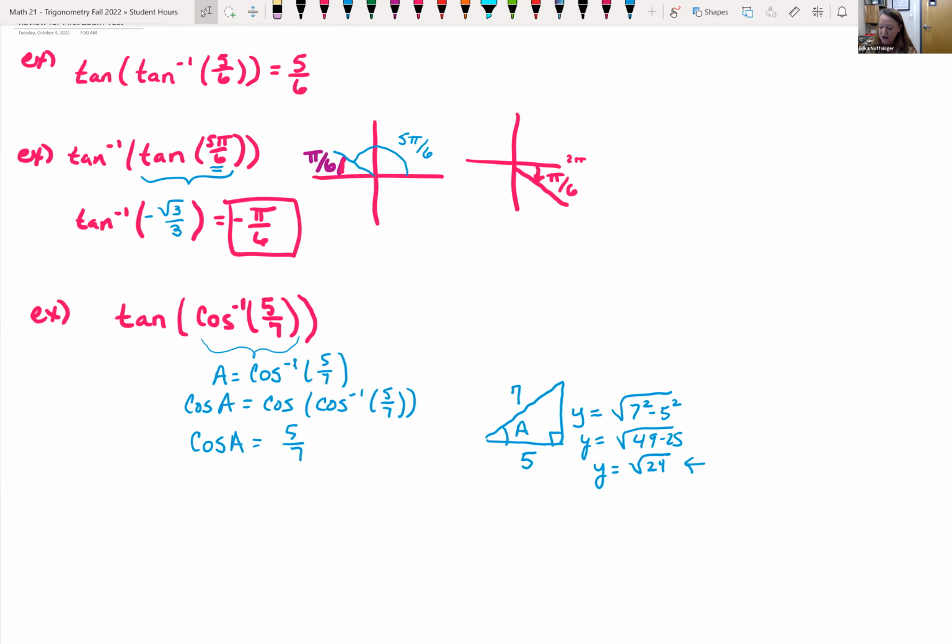So simplifying this radical here, this is the same thing as y is equal to root 24. 24 is 4 times 6, and 4 is a factor of 24 which is a perfect square, so we can pull that out and y is equal to 2 root 6. Okay, so we found the opposite side of A. Let's go back in and rewrite our expression. It's tangent of cosine inverse of 5/7, but cosine inverse of 5/7 we chose to be A.